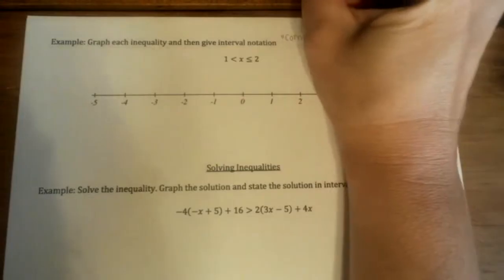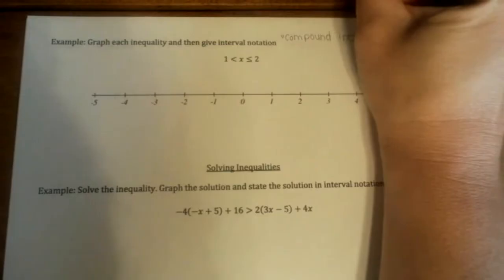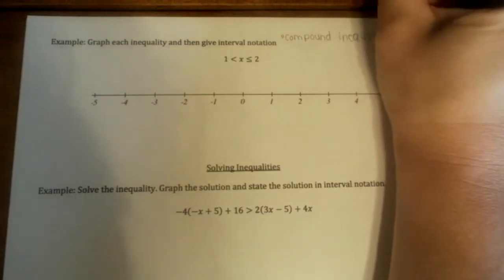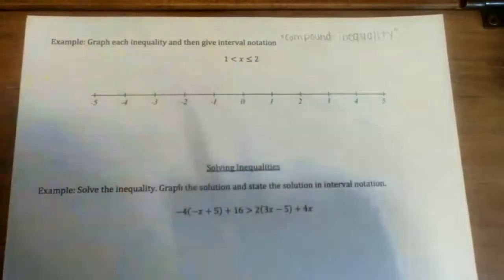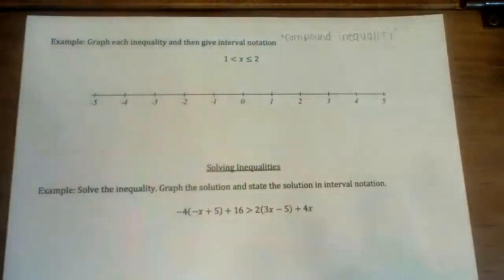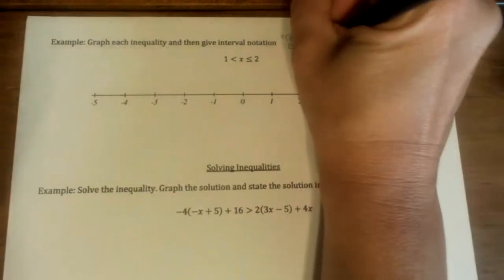So I have what's called a compound inequality. I have 1 is less than x is less than or equal to 2. So a compound inequality has two inequality symbols. So we have two boundaries.